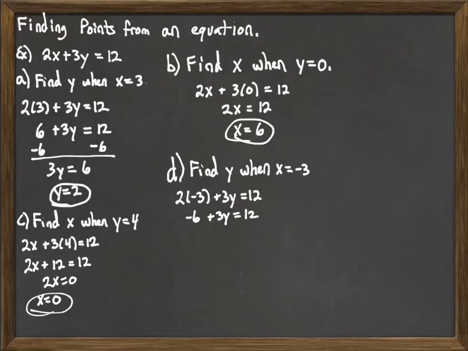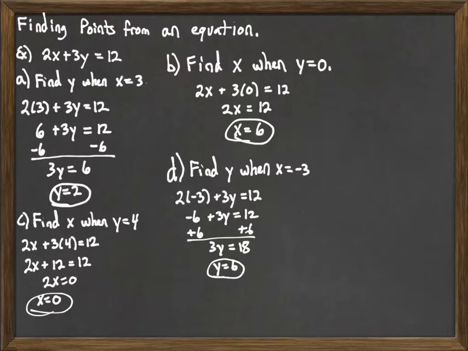So we simplify first. 2 times negative 3 is negative 6, plus 3y equals 12. And then we want to solve that equation. So we want to get y by itself. We bring the negative 6 over by adding it to both sides. And when we simplify, we'll have 3y equals 18. Then we can divide both sides by 3 to finish off the problem, and we get y equals 6.